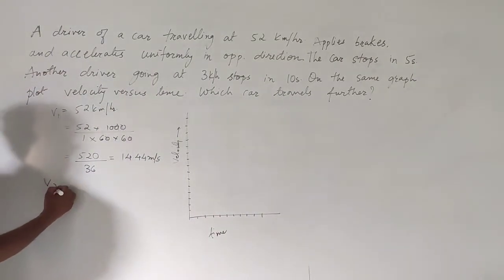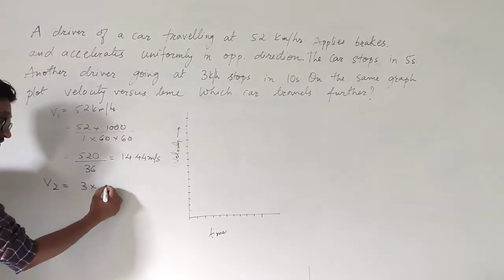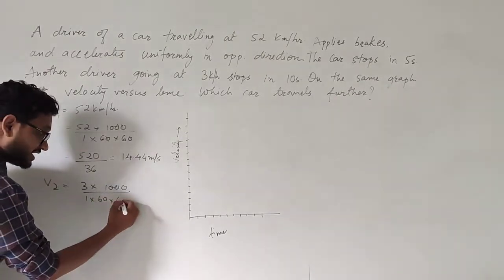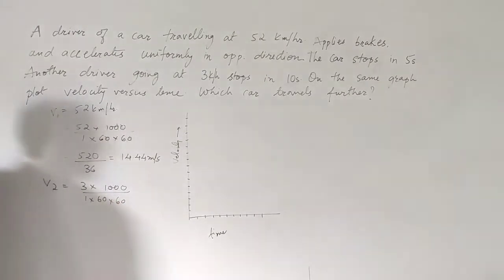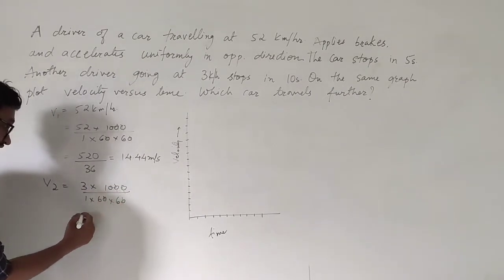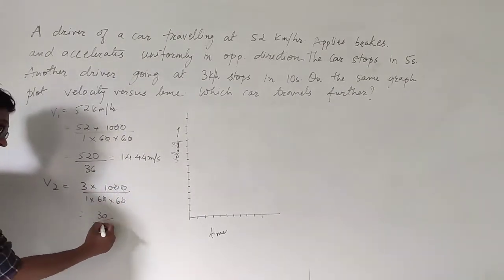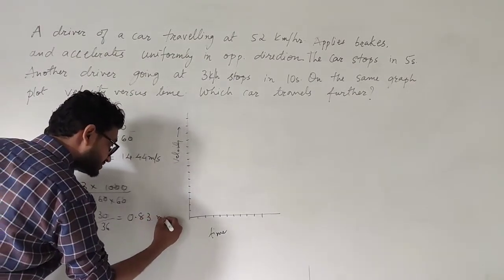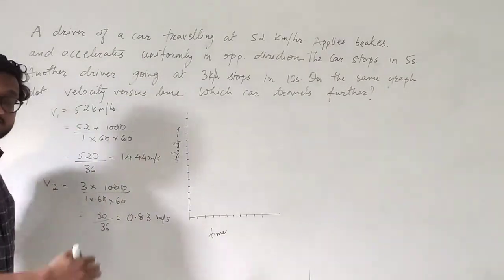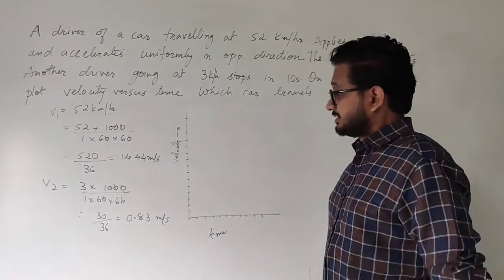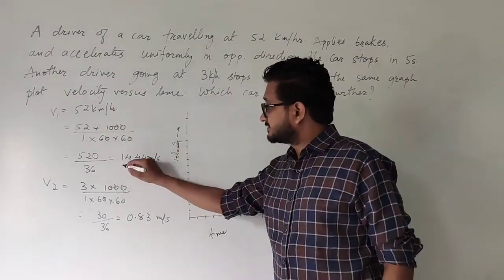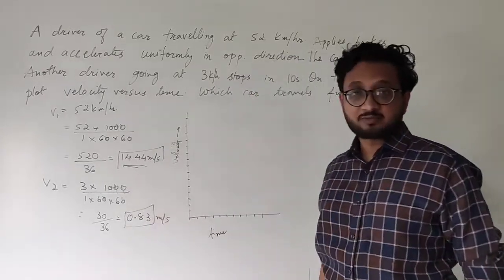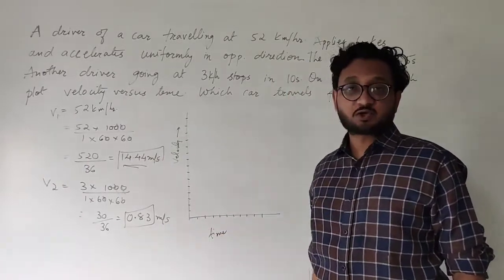Now you have converted the velocity into meters per second. Similarly, for velocity v2, we have 3 kilometers per hour, so multiplying by 1000 and dividing by hours, converting into minutes and then seconds. One hour has 60 minutes and 60 seconds. When you solve this, you get 30 upon 36, and the answer is 0.83 meters per second. Showing all the calculation would take a lot of time. So now we have the velocities, 14.4 and 0.83, and you need to plot these velocities on the graph.